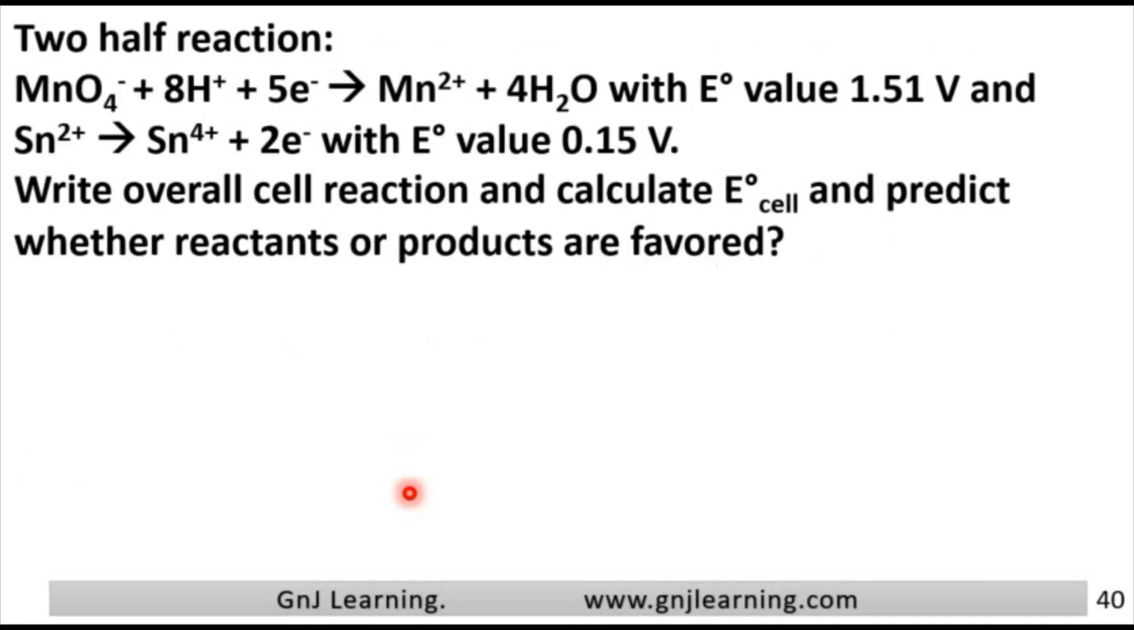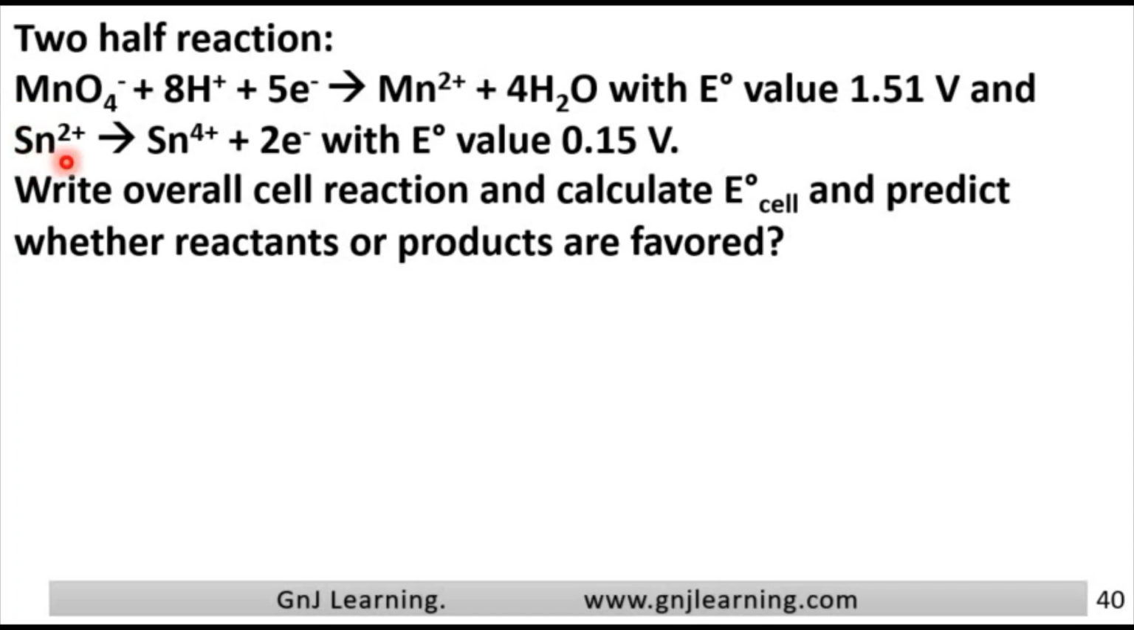Now the next problem. There are two half cells given, reactions on the two half cells. The permanganate ion in acidic medium is reduced by accepting 5 electrons. In that process, the E0 value is 1.51 volt. So the E0 value of this half cell is given. This is actually accepting electrons. That means the reaction is a reduction reaction.